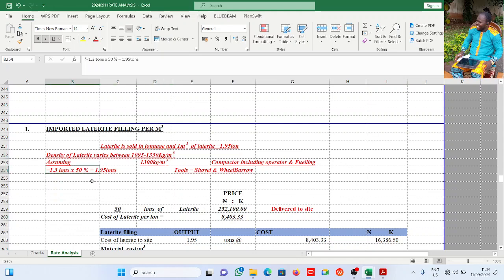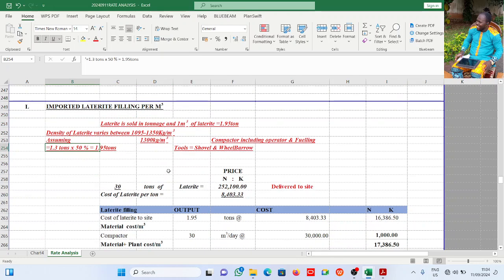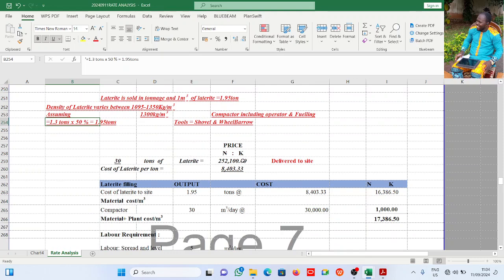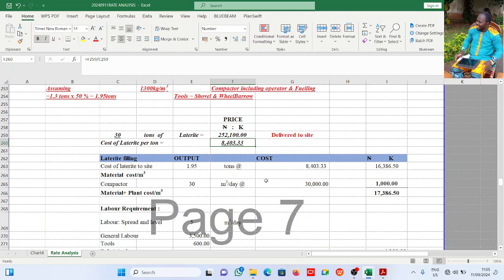You already have it there. Then I have 1.3 tons, that's 1.95 tons. Now 30 tons of laterite is 252,100 delivered to site, and the cost per ton is 8,403. So the cost of laterite at 1.95, which is what we just did here, is this. At this amount, I have this. Now of course you have to compact at 30 cubic meters per day, 30,000. Now for 1 cubic meter it is 1,000 per day.